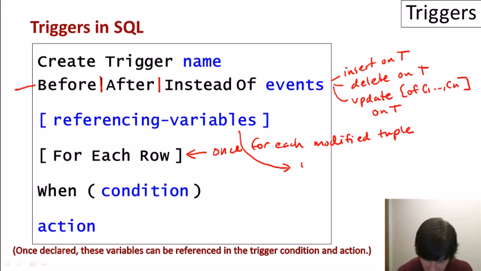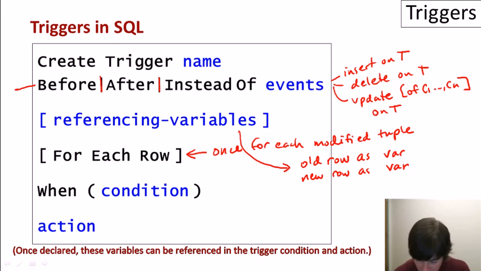So we can have in the referencing variables, these are keywords, old row as, and then we can give a name to the old row. We can have new row as, and again a name. And we can also have old table as a name and new table as a name. And there's a whole bunch of things to explain here.